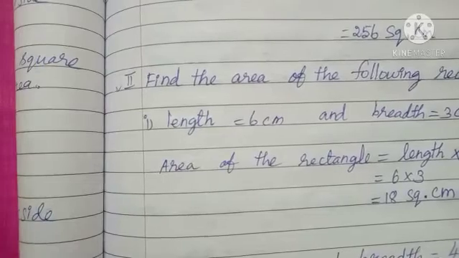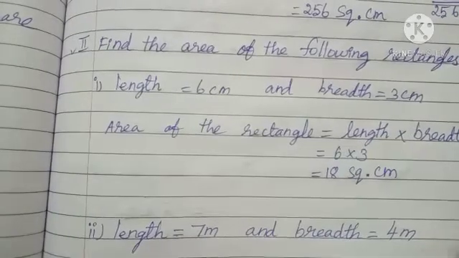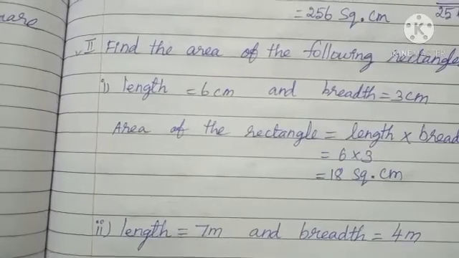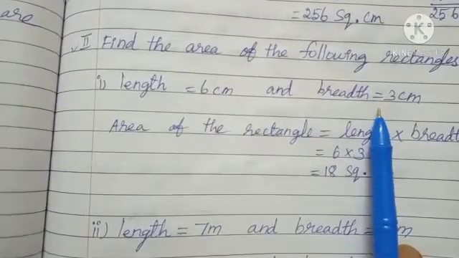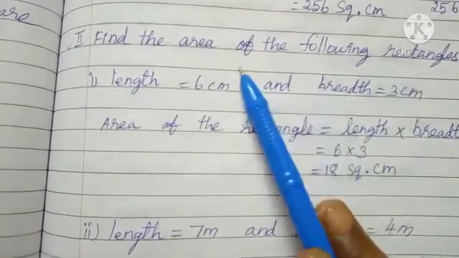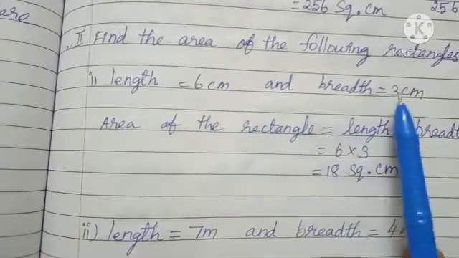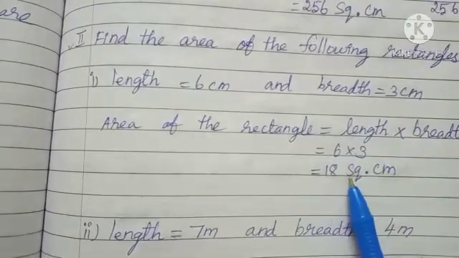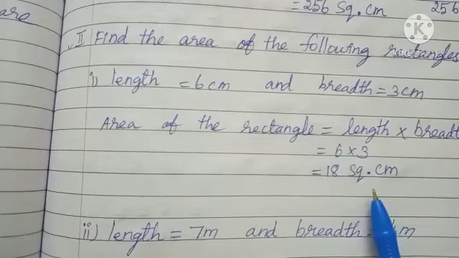Find the area of the following rectangles. Here the length is 6 centimeter and the breadth is 3 centimeter. So length and breadth are given to you. Find the formula for rectangle. Area of rectangle means length multiply breadth. So the length value is 6 centimeter, the breadth value is 3 centimeter. So 6 multiply 3 is 18 square centimeter. So you find out the area using the formula, in square centimeter.